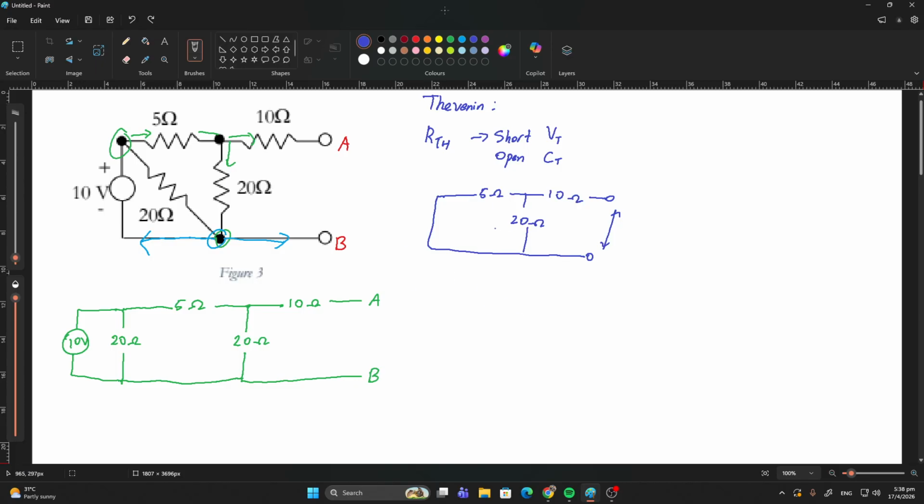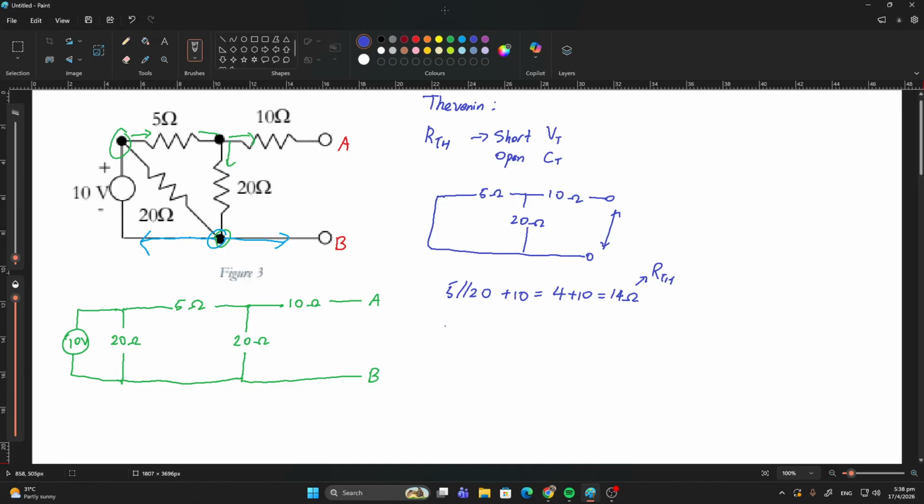So in the end it will look like this. This 5 and this 20 are a parallel circuit. So the 5 and the 20 become 5 times 20 over 5 plus 20, which is basically 4, plus 10 equals 14 ohms. So this is our Thevenin resistor.